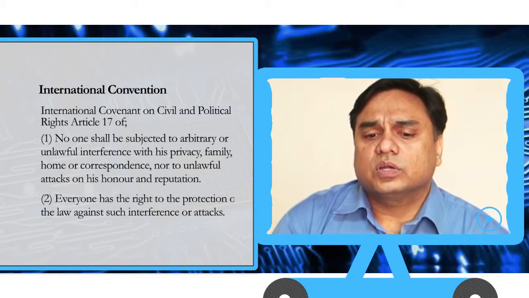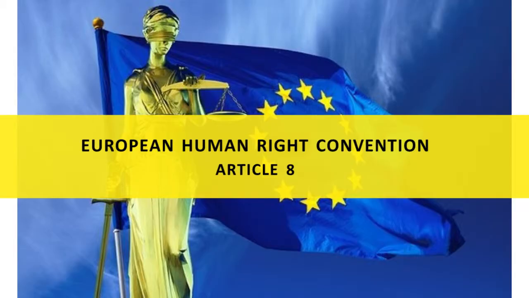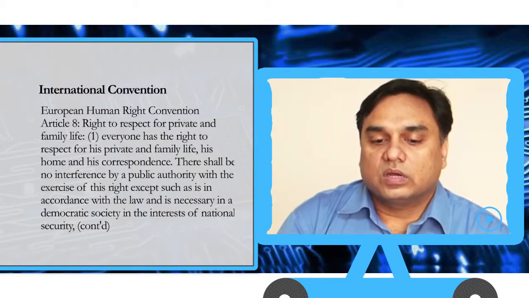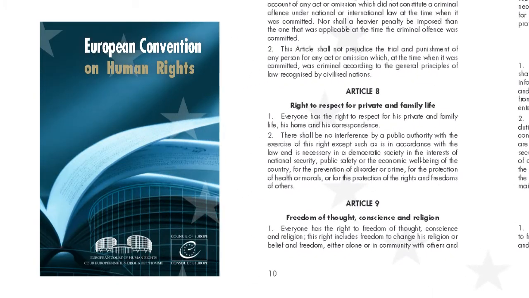Apart from these two important conventions, the third is the European Convention on Human Rights, which, as I already said, is very sensitive to the issue of privacy. They have defined it more elaborately. Article 8 of the convention says: everyone has the right to respect for his private and family life, his home and his correspondence. There shall be no interference by a public authority with the exercise of this right, except such as is in accordance with the law and is necessary in a democratic society in the interest of national security, public safety or the economic well-being of the country, for the prevention of disorder or crime, for the protection of health or morals, or for the protection of the rights and freedoms of others.